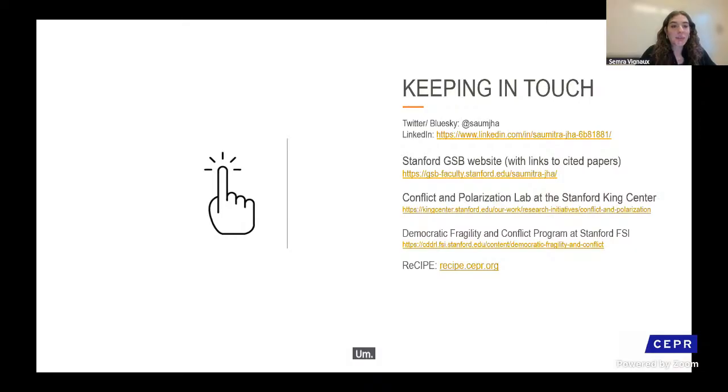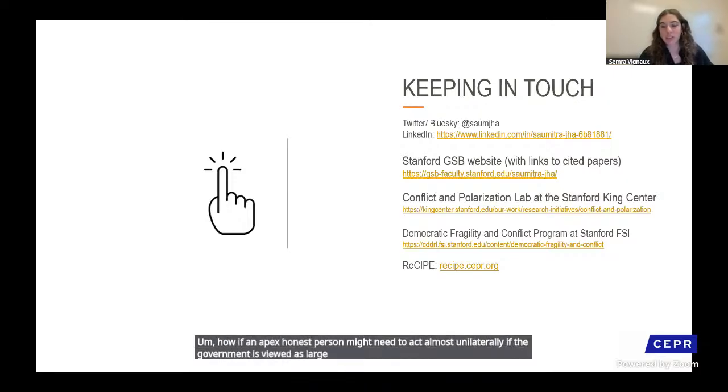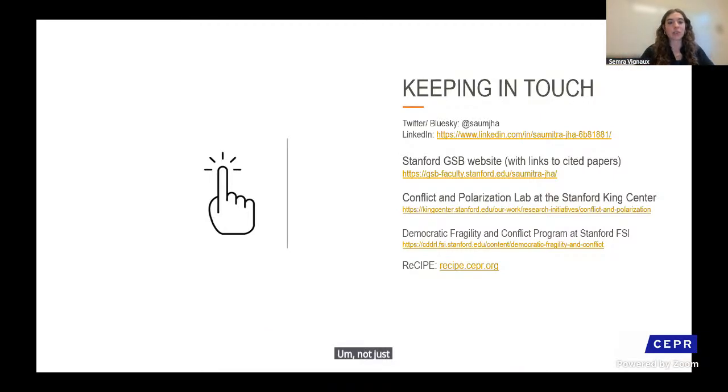Yeah, I think someone wants to extend that and ask how an apex honest person might need to act almost unilaterally if the government is viewed as largely corrupt and resistant to change. And I think maybe there's another question there, which came up in the chat, about how apex corruption might trickle down throughout leadership, not just among constituents.